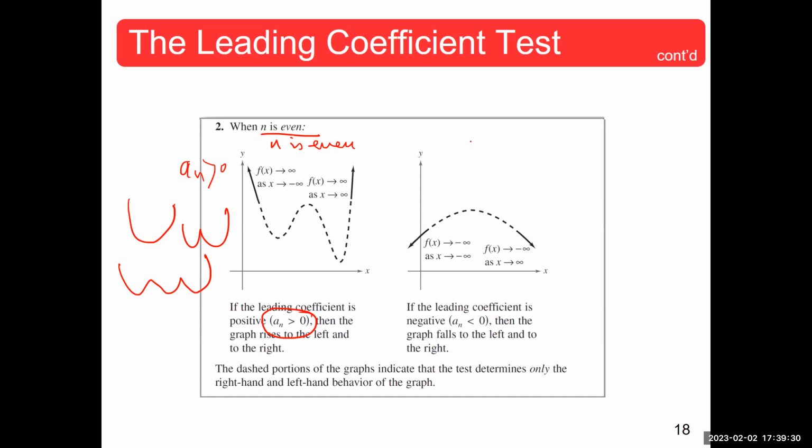Now, n is even, still even, but a_n is negative, less than 0. Then the whole thing will flip. It's going to be facing down. It depends how complicated the formula is.